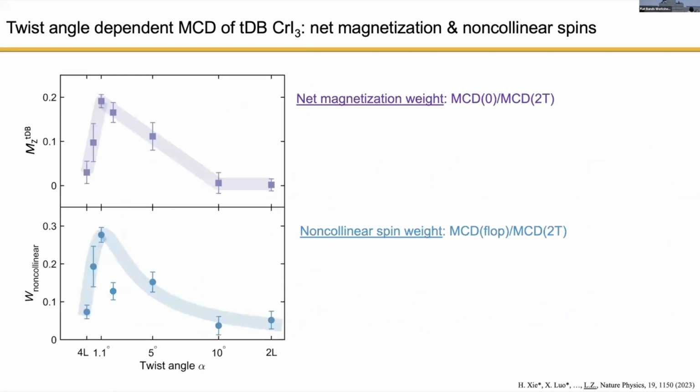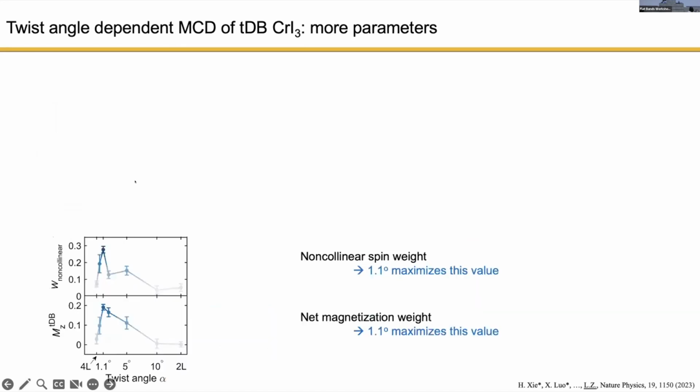The fitted twist angle dependence of the magnetization is plotted in this purple curve here. You can indeed see it goes up first and then goes back to 0 at large twist angle. Concurrently, we can plot out the non-collinear spin weight, which is the slowly changing component. That one has a similar trend to the magnetization. Okay, I will skip here since we have limited time.